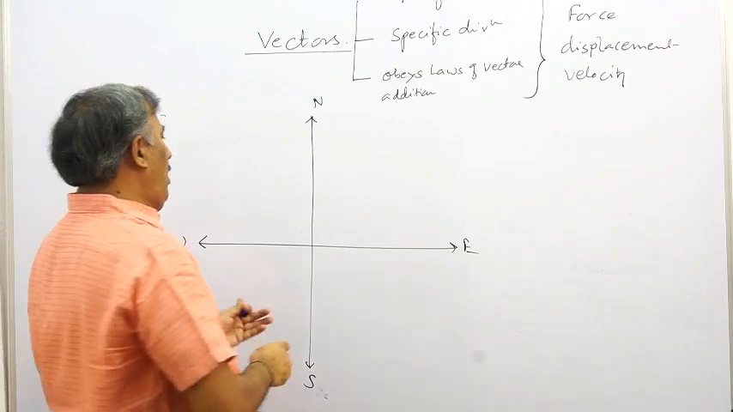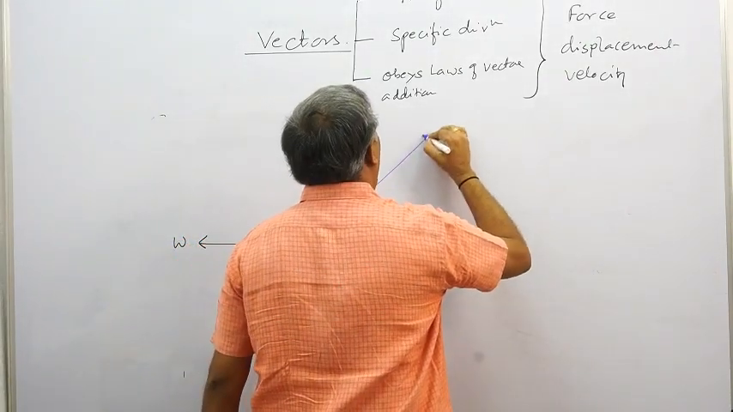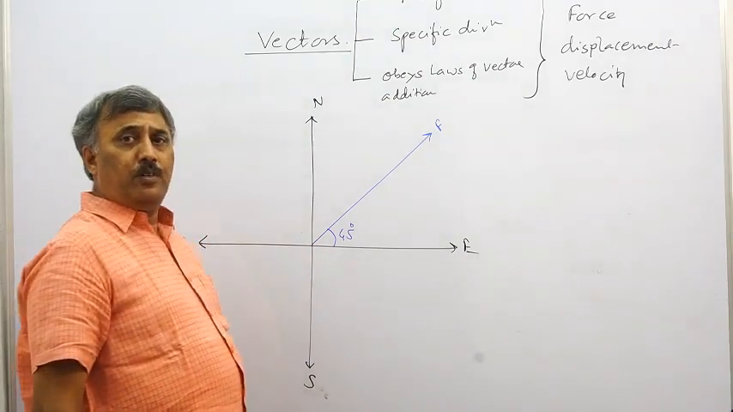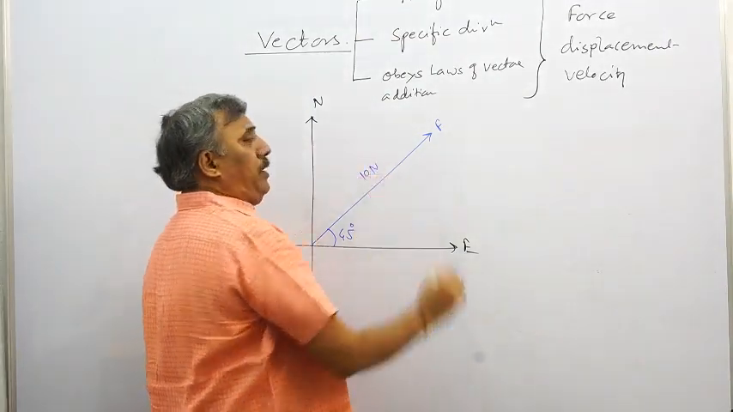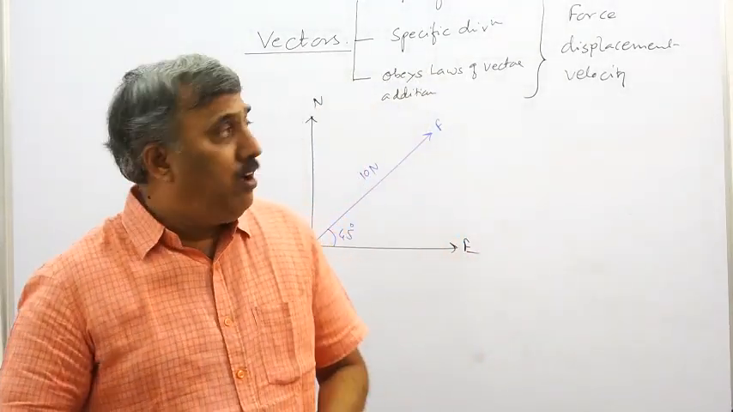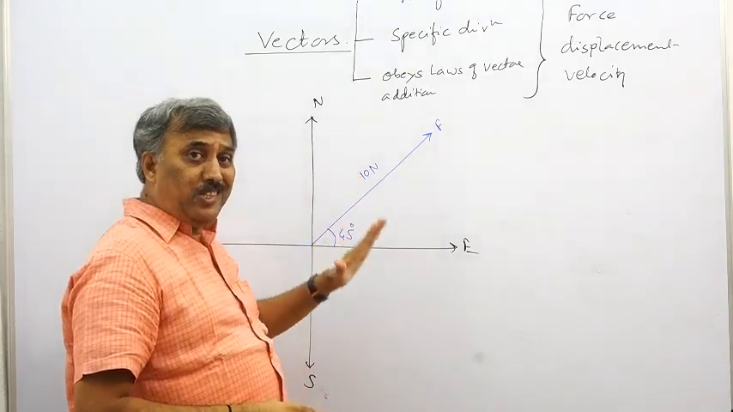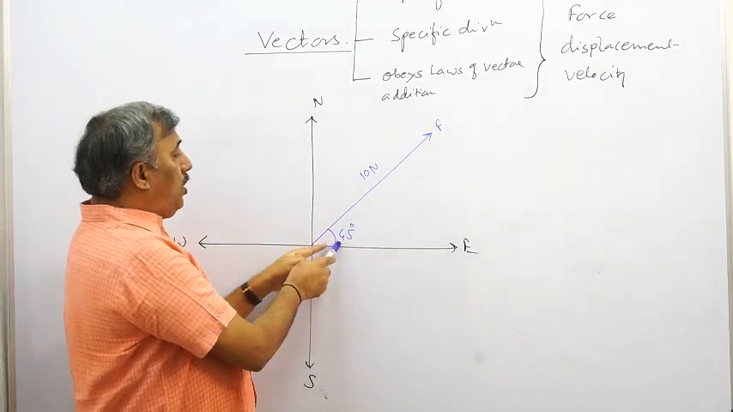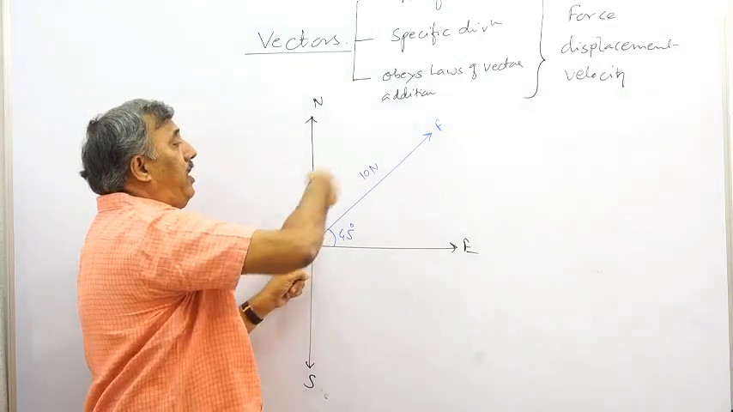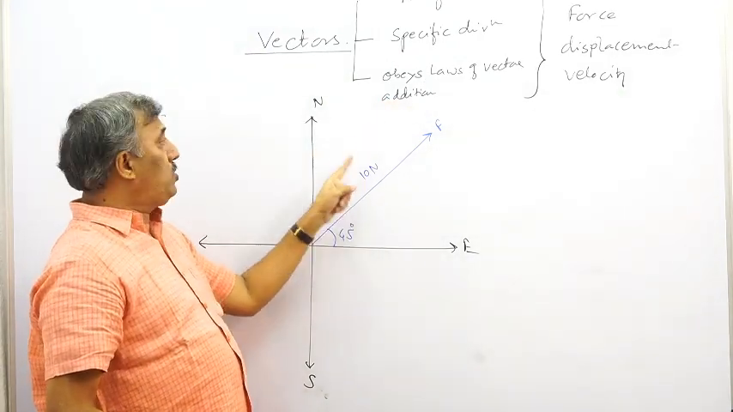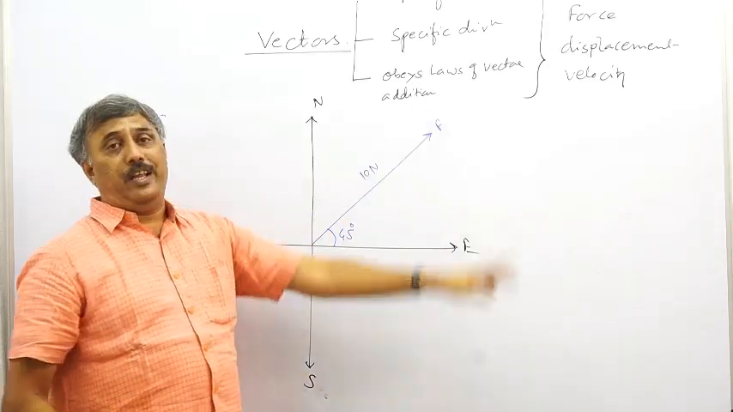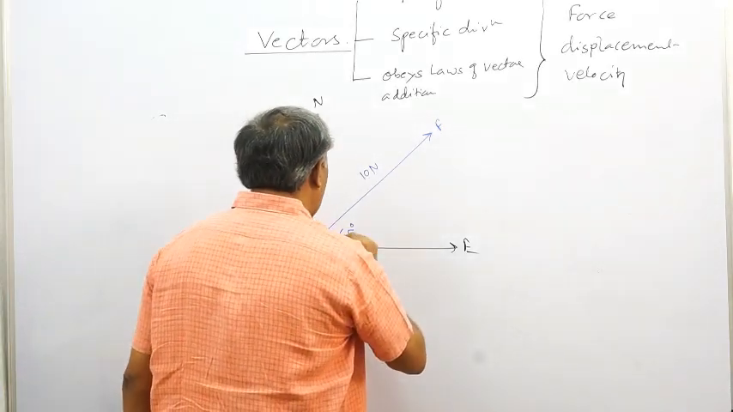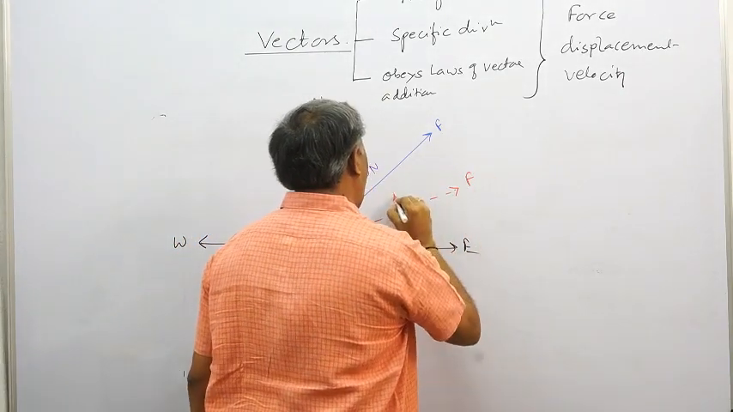Suppose some vector may be a force along this direction, making an angle of 45 degrees, and the magnitude is 10 newton force. Then you will say that a 10 newton force is along the northeast direction. Why? Because 45 degrees on this side is also 45, exactly intersecting, and that's why the 10 newton force is along the northeast direction.